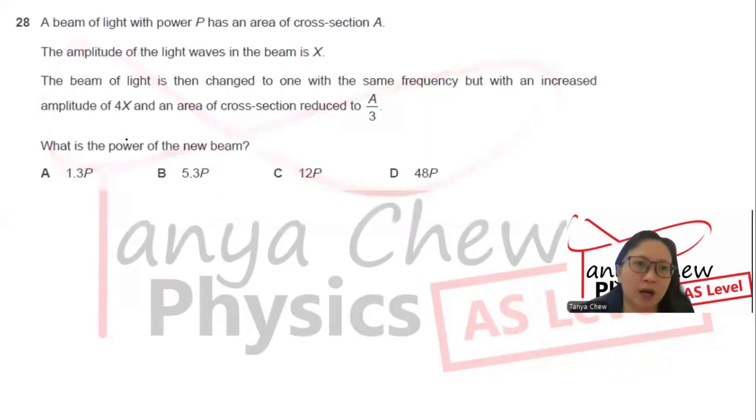Number 28, a beam of light with power P has an area of cross-section A. Amplitude of the light waves in the beam is X. The beam of light is then changed to one with the same frequency, but with an increased amplitude of 4X and an area of cross-section reduced to A over 3. What is the power of the new beam?